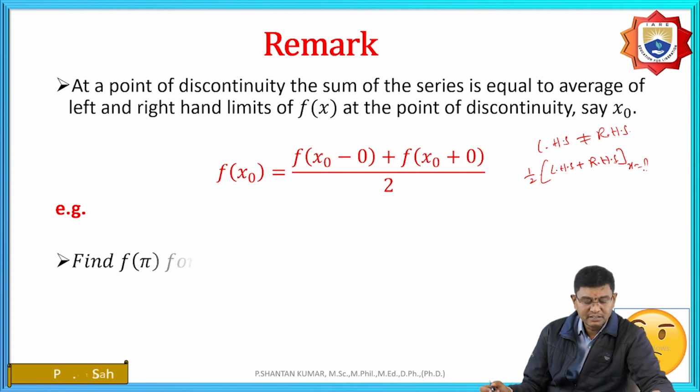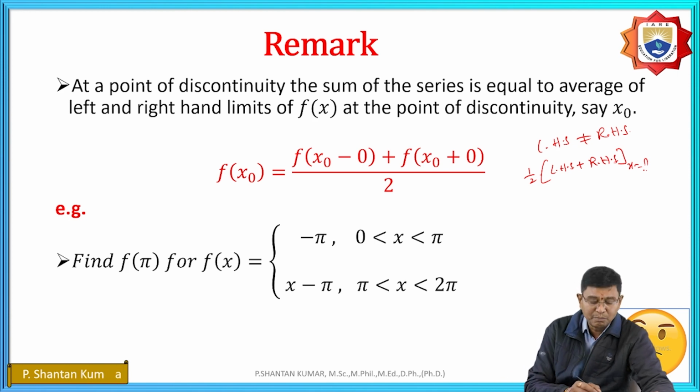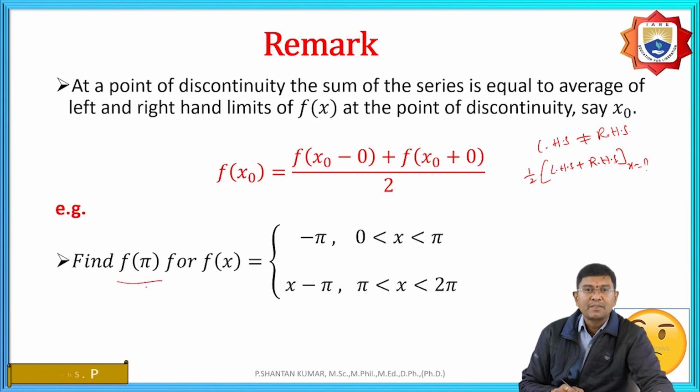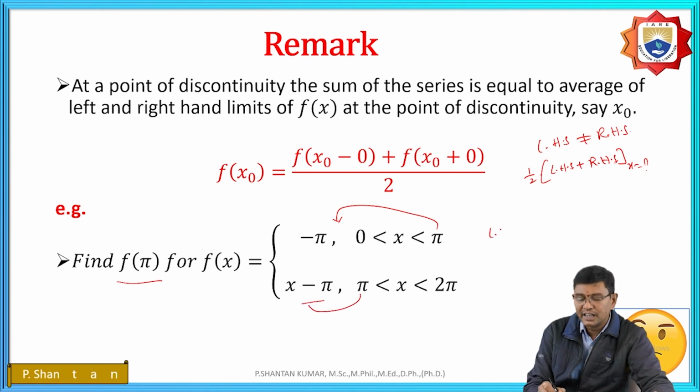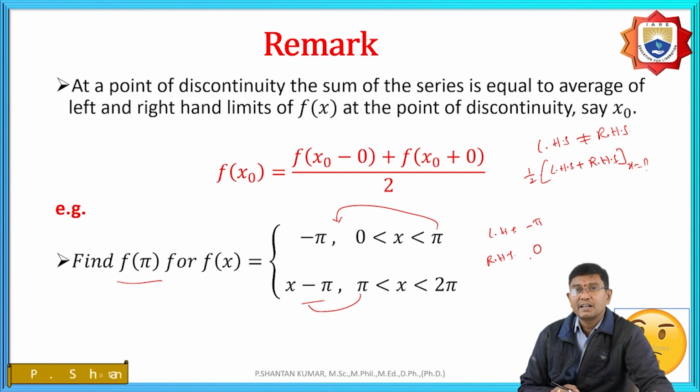For example, take the point x is equal to pi. This is the function at x is equal to pi. Here pi is equal to minus pi, and again here pi is this function. That means at x is equal to pi the LHS limit is minus pi, and the RHS limit at x is equal to pi is 0. We replace x by pi in the second function and we get the value 0.